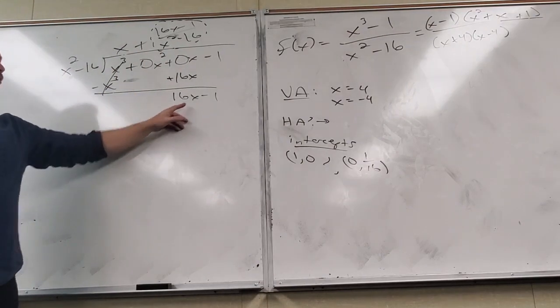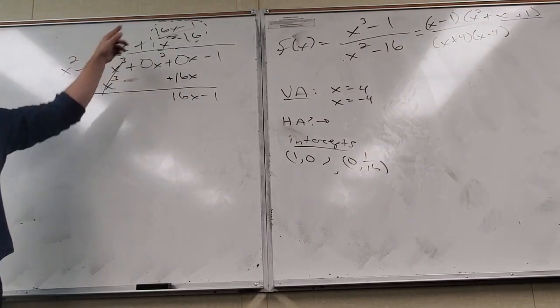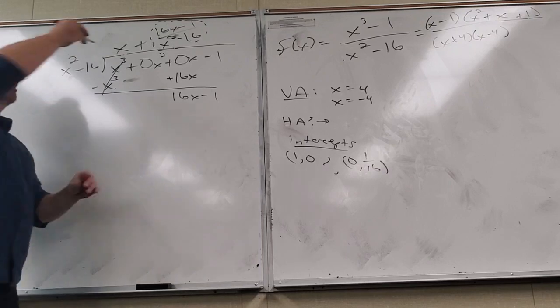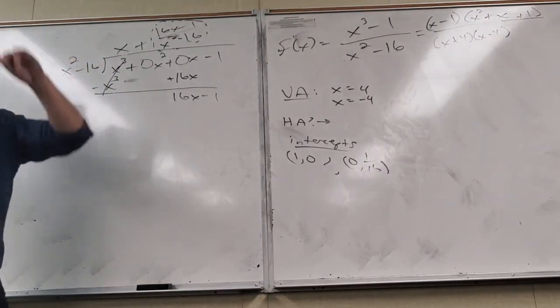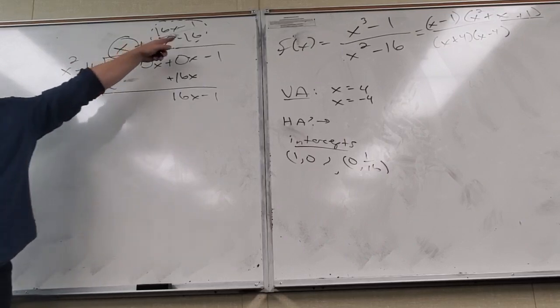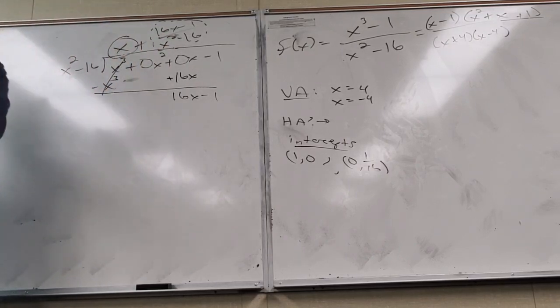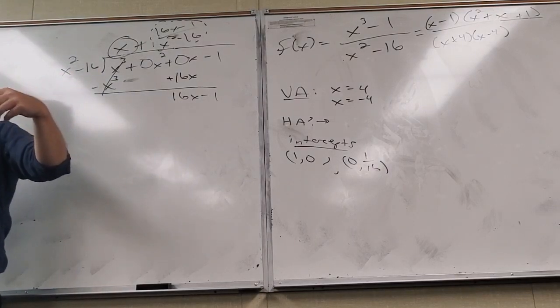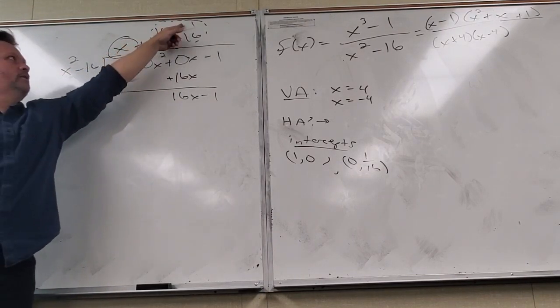Because when do you stop? When this degree is smaller than that degree. Do you guys understand? That's why your slant asymptote will always be the whole number part. Do you see how that's the whole number part plus a fractional part, correct? If I divide 9 sevenths, don't I get 1 and 2 sevenths? 1 is the whole number part. Don't I get x and this over this?